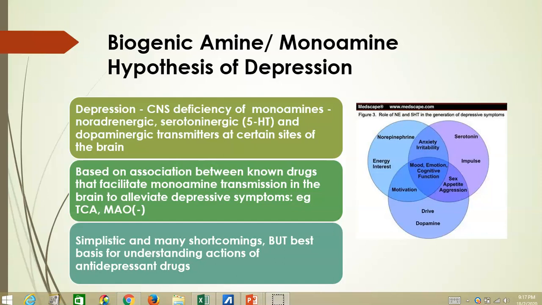And how people came up with this hypothesis was really based on the observation that when certain drugs that facilitate monoamine transmissions are given to patients with depression, they seem to alleviate depressive symptoms. So they said, okay, if we give something that can enhance monoamine transmission, perhaps it really means that people who are depressed do not have enough of this neurotransmitter. So that's how it came about. But the problem is, this is way too simplistic, and there are many shortcomings to this hypothesis, which we will examine in a short while.